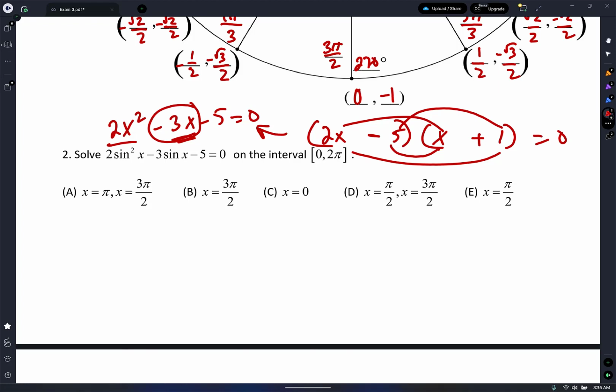Yeah, if you guys are having issues with factoring, please start coming in. So that means I can rewrite this as 2 sine x minus 5 and sine x plus 1.